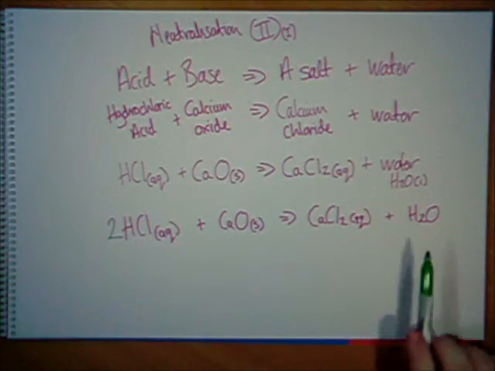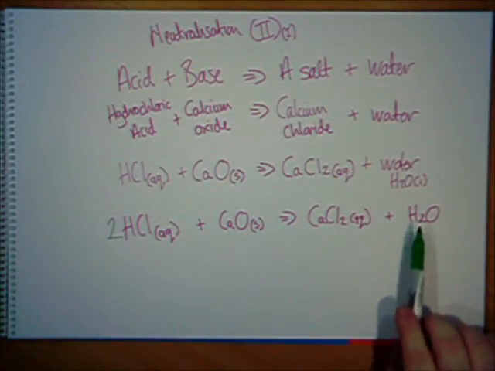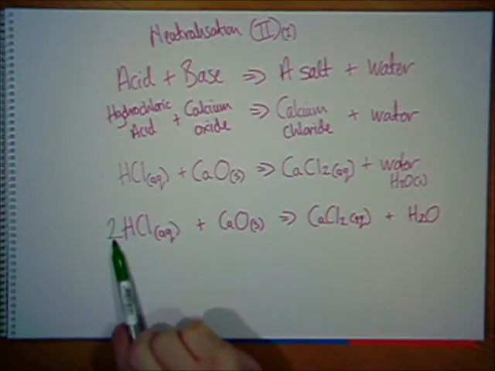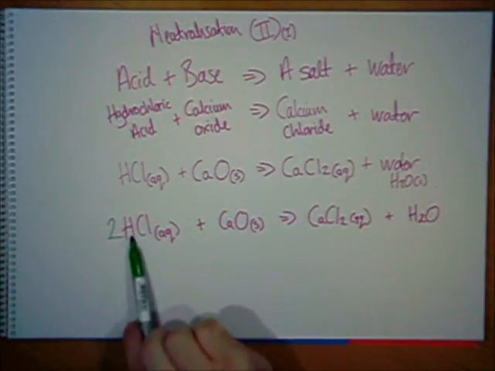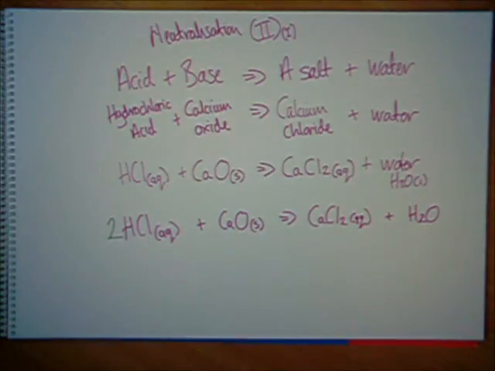Let's have a look at what's next. That would be the hydrogen. So hydrogen on the right hand side, there are 2 hydrogens, and because of the 2 we've just put here, there are 2 hydrogens on the left as well. And the oxygen, 1 here and 1 here. So it's now balanced.